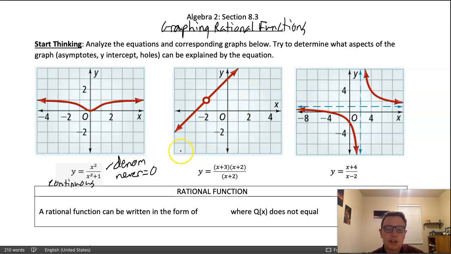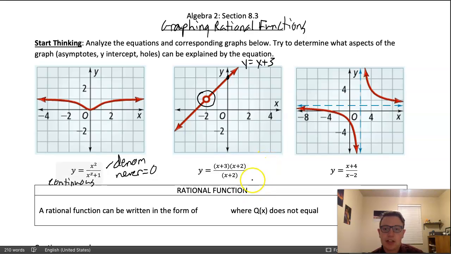Okay, what about this next graph? This graph just looks like a line. We have a y-intercept and we have a line here with a slope of 1. So this appears to be the line y is equal to x plus 3, except for we have some sort of issue with an open hole right here. Let's look at the equation, see what that tells us. We have y is equal to x plus 3 times x plus 2 divided by x plus 2.